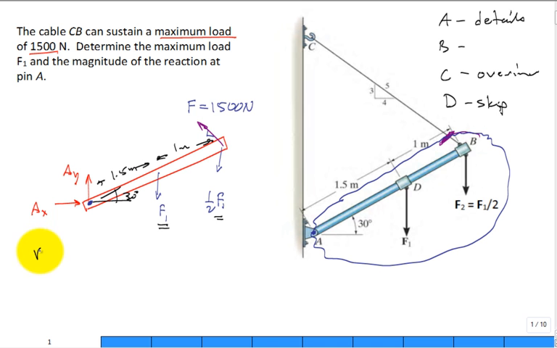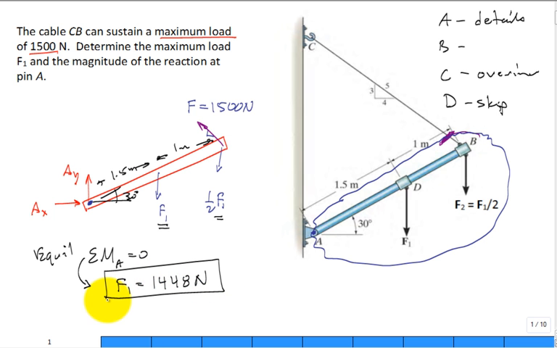Well, for equilibrium, we'd do the sum of the moments around a point. What point would you like to pick? If it's equal to 0 about any point, but particularly about point A, you'll get one equation, one unknown, and you'll be able to solve for F1, which is around 1448 newtons. To 4 significant digits, if I want to round it off, 1450 newtons.